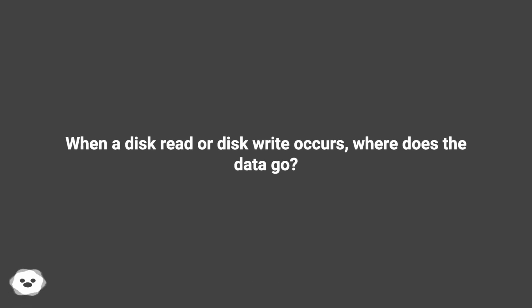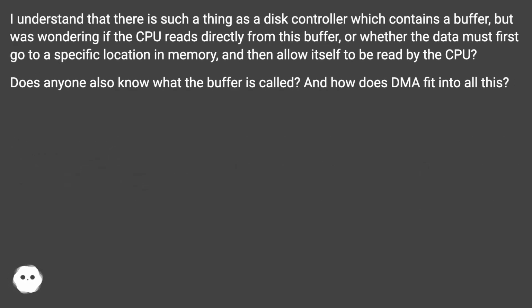When a disk read or disk write occurs, where does the data go? I understand that there is such a thing as a disk controller which contains a buffer, but was wondering if the CPU reads directly from this buffer, or whether the data must first go to a specific location in memory and then allow itself to be read by the CPU. Does anyone also know what the buffer is called? And how does DMA fit into all this?